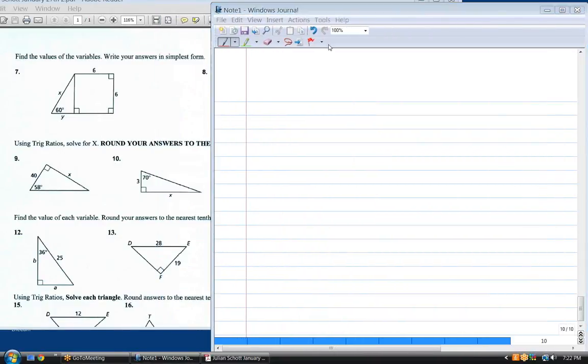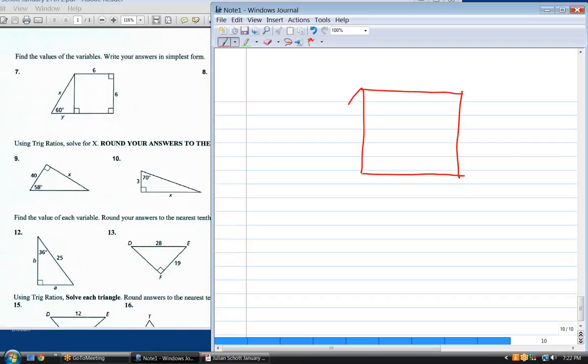Okay. So, that's 60. Yeah. That's a right triangle, so that has to be 30. So this triangle is our 30-60 triangle that we were looking at. Yeah. Next to a square.